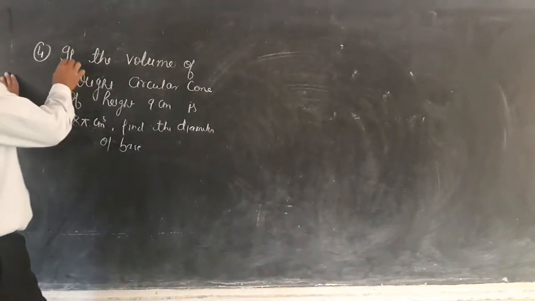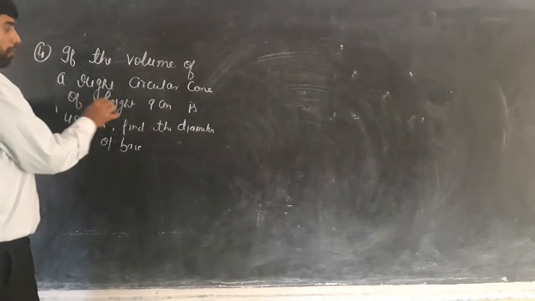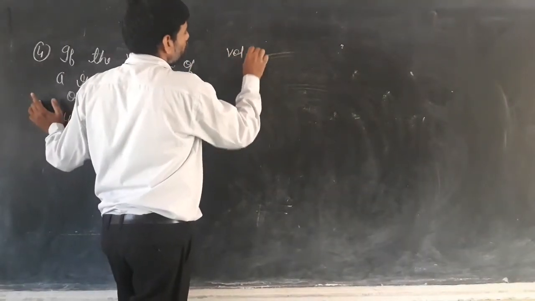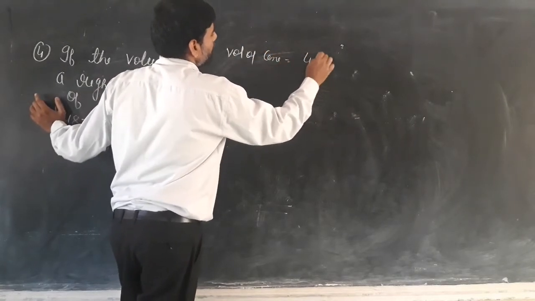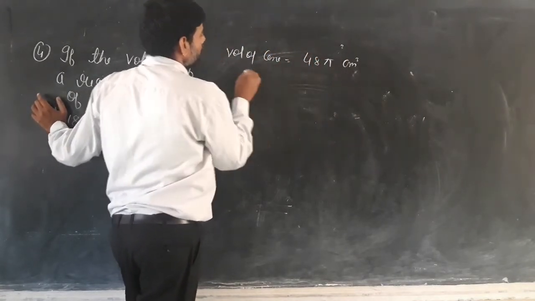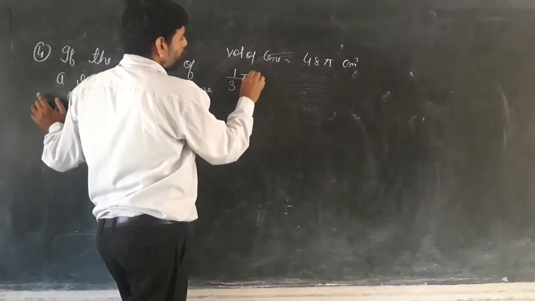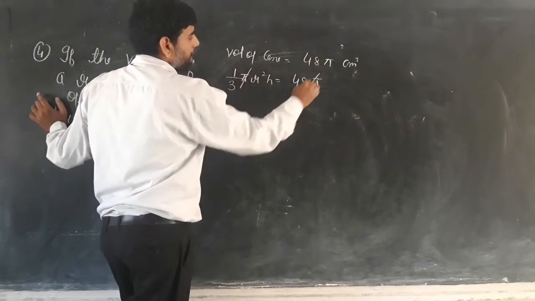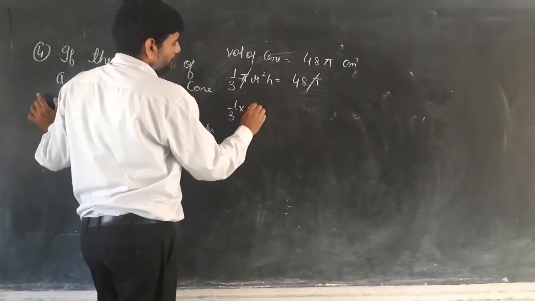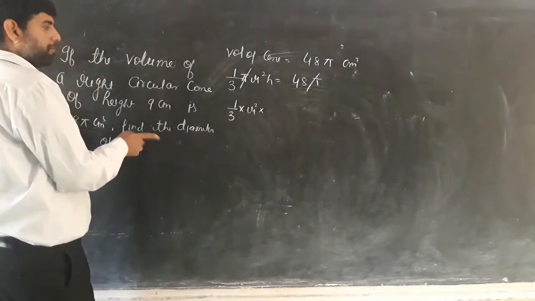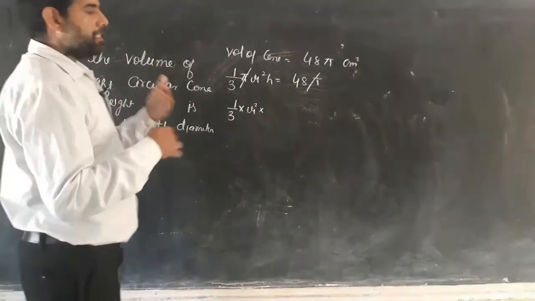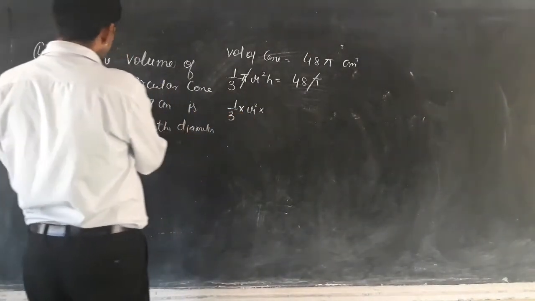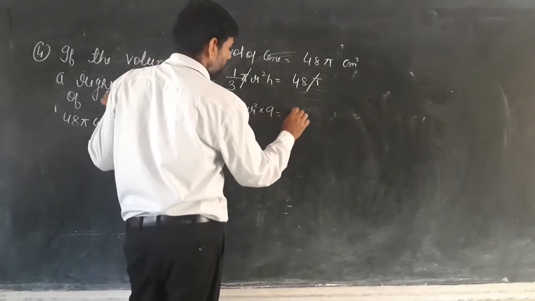Fourth question is, if the volume of a right circular cone of height 9 centimeter is 48 pi, we find the diameter of base. Volume of cone, the formula is 1 by 3 pi r square h is equal to 48 pi. Pi cancels. First we find the radius, and diameter is double of the radius. So 1 by 3 r square, height will be 9 centimeter, is equal to 48.